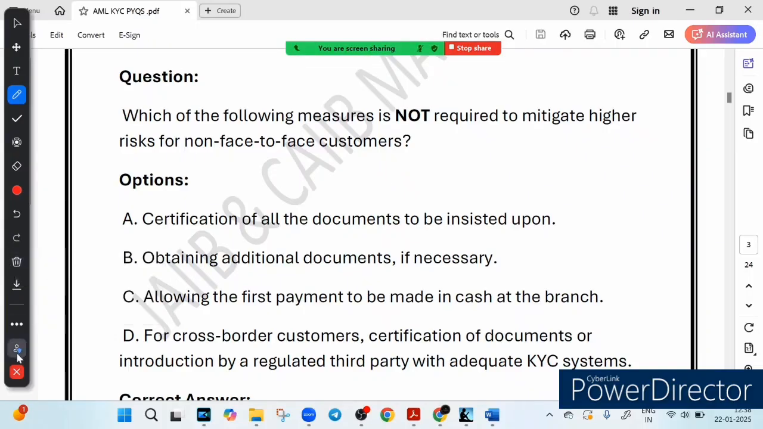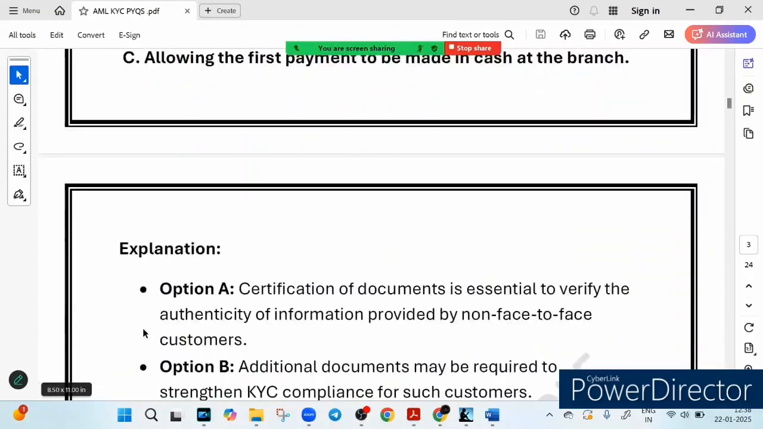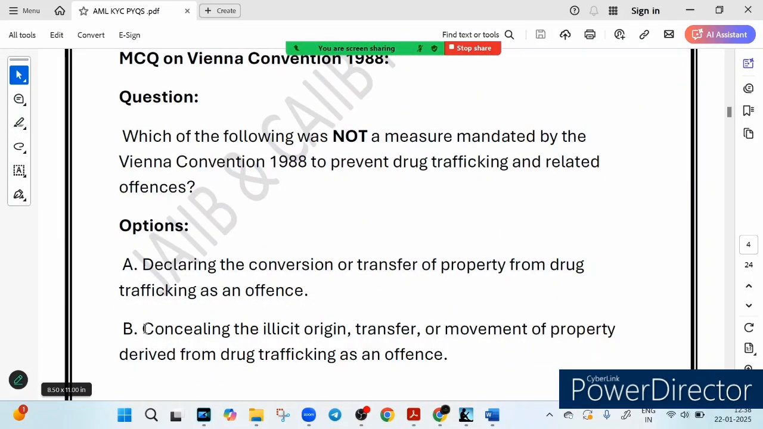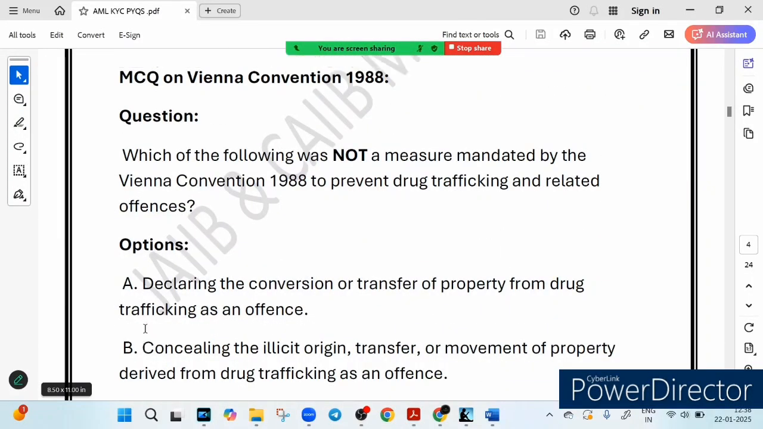Now let's see the next question. The next question is in front of your screen. This question is based on the Vienna Convention 1988, right? The Vienna Convention which happened in 1988. This question is regarding that. Let's go through the question.